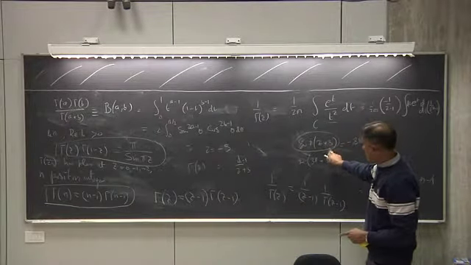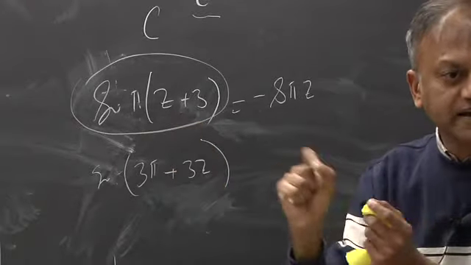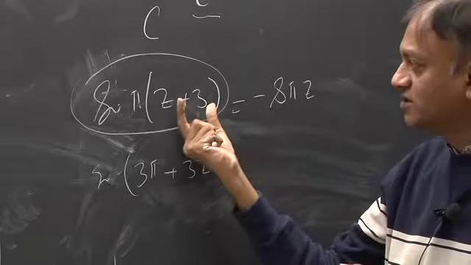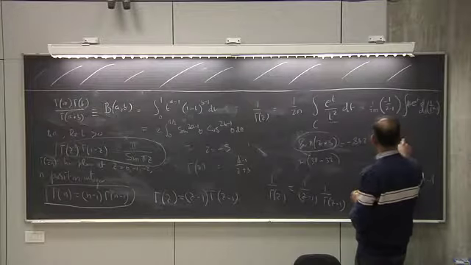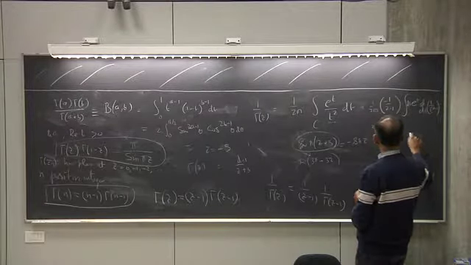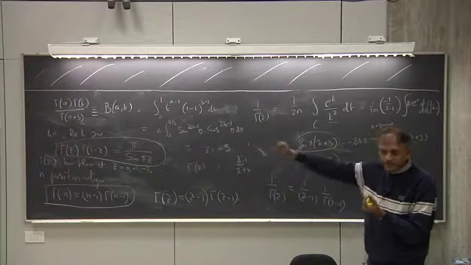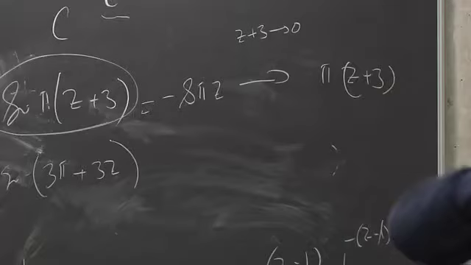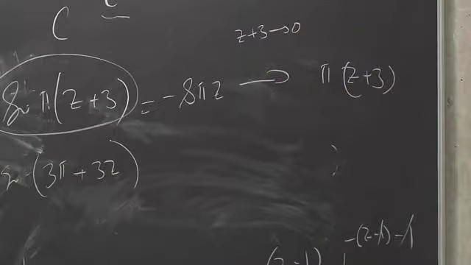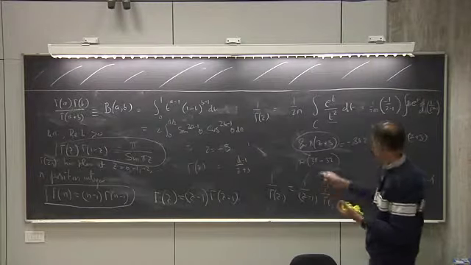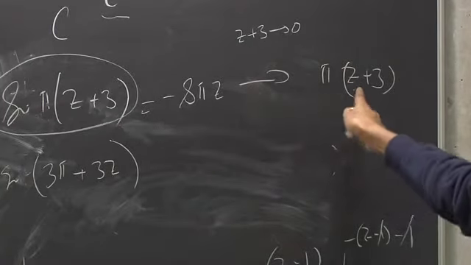Now you're looking at the situation where z plus 3 goes to 0, because we are looking at z near minus 3. As z plus 3 goes to 0, this behaves like pi times z plus 3. Because if you expand sine for a small argument, it starts with the linear term, then the cubic term, then the fifth order term. But when it's very small, the linear term dominates. So the minus sine pi z behaves like that.